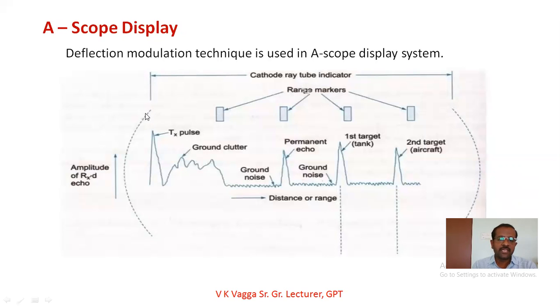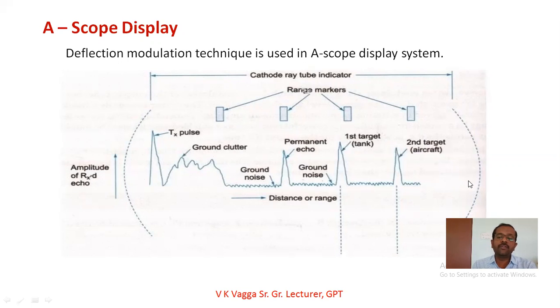You can see this is the arc one, which is to be placed at the left side, and you can see the other arc at the right side here. This is the place at which it should be initiated, and this is the place that indicates the maximum unambiguous range. So whatever reflected signal is received, it should be within this line only.